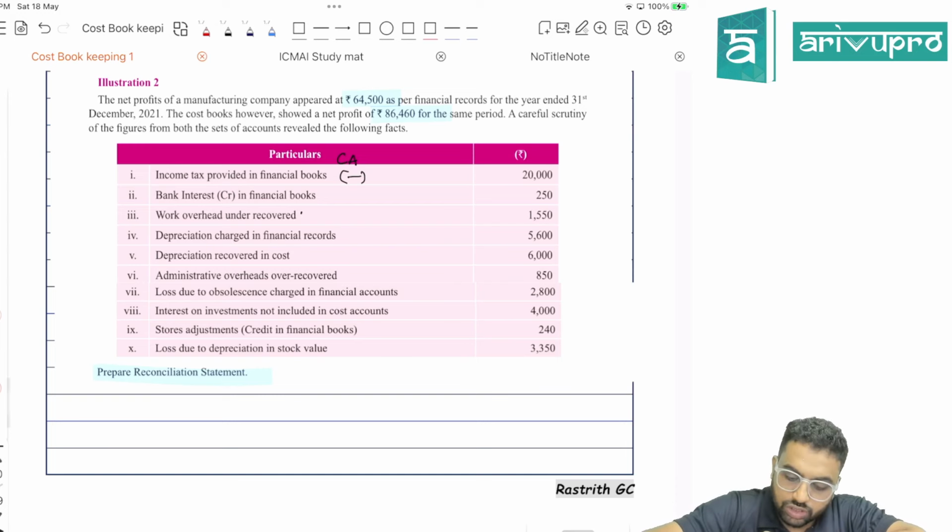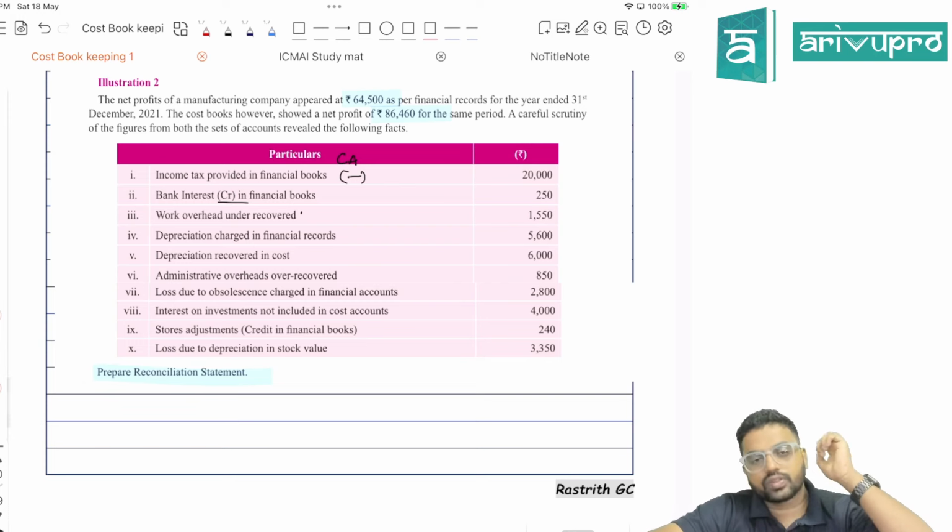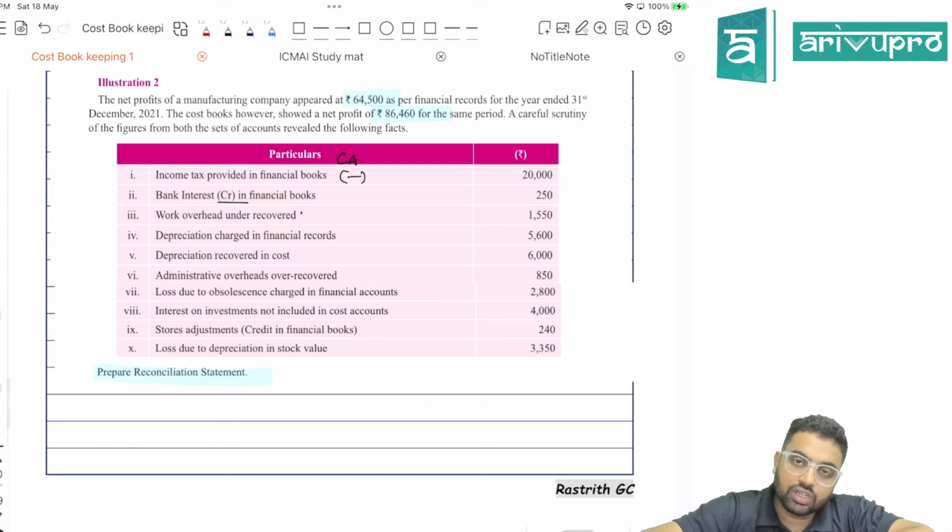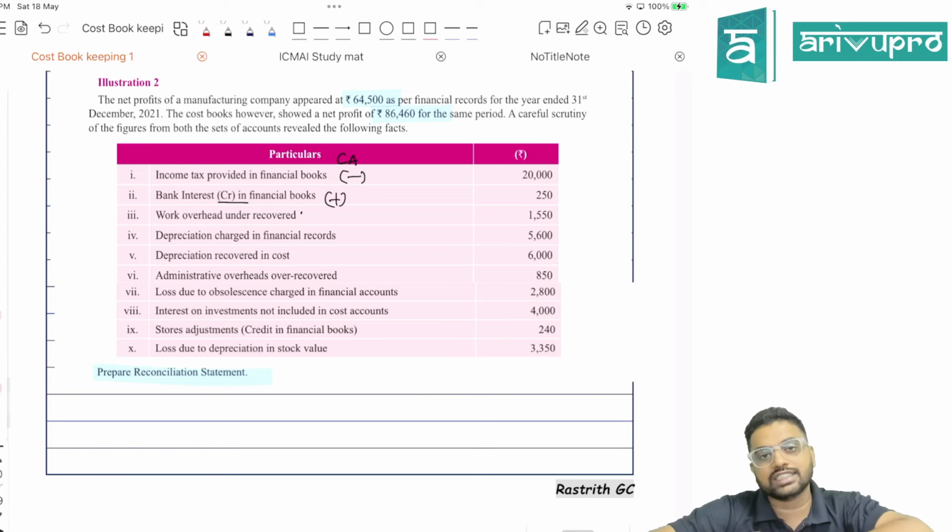Okay. Next, sir, bank interest credited in the financial books. Credit means income, no? So bank interest credited in the financial books, sir. What should we do? Very simple. There you showed it as income, because of which you showed more profit. When you showed more profit not shown in the cost book, what should you do, sir? Show the profit in the cost book also. So add it as income. An increase in income will increase the profit. So I have to increase my profit.